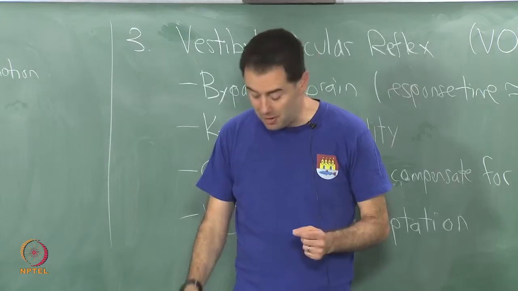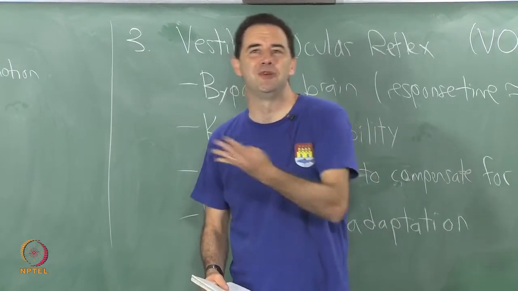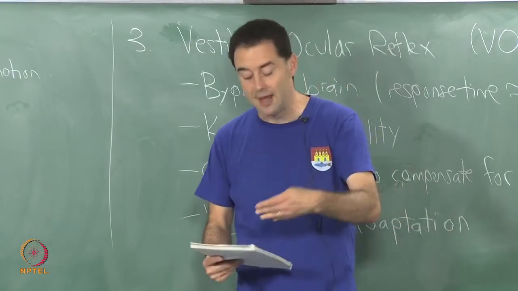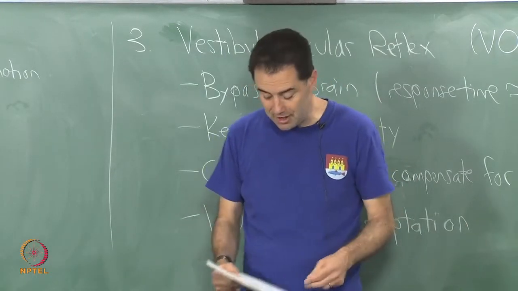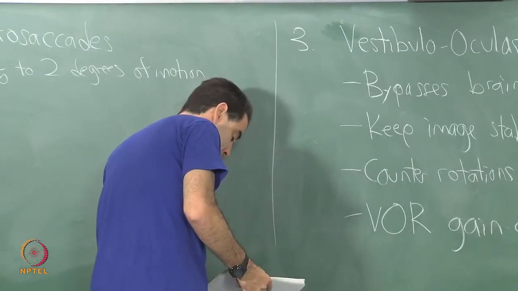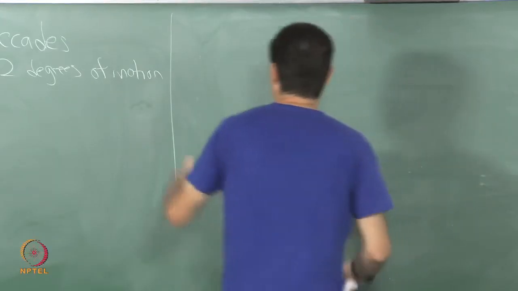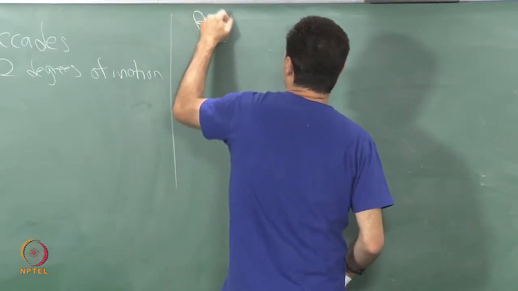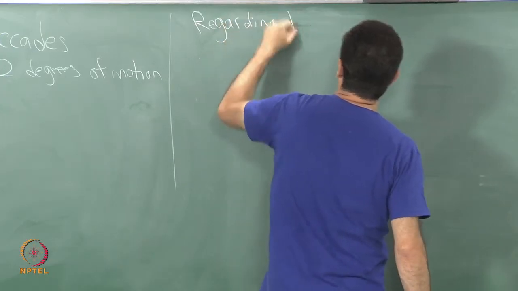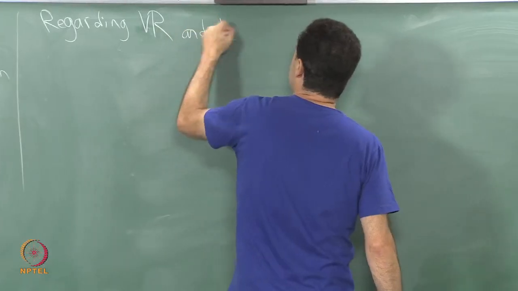I want to now talk about the interference between, let's say, virtual reality and eye motions. So, what happens at this kind of interface? What are some of the problems that arise? So, regarding virtual reality and eye motions.